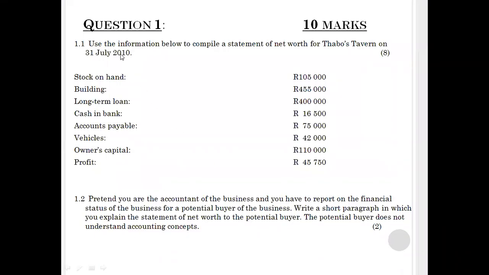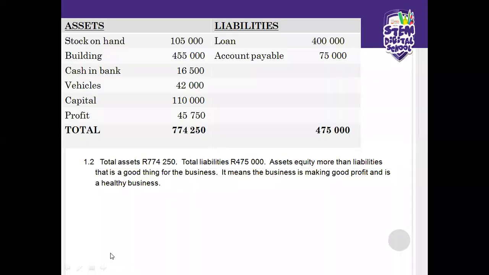Right, the next one is long-term loan of 400,000. A loan is a liability. So under liabilities, you must have the loan of 400,000. So 1 mark for that.